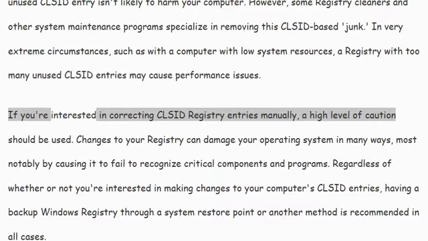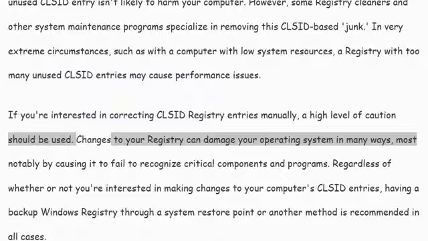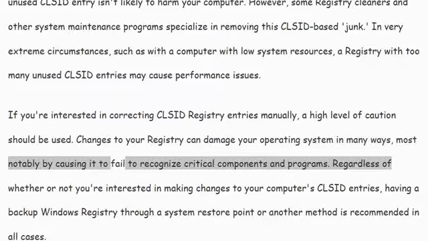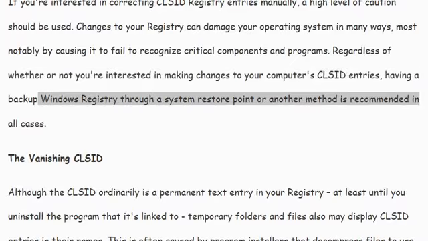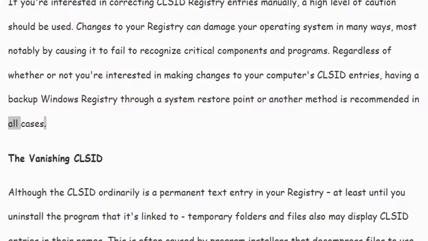If you are interested in correcting CLSID registry entries manually, a high level of caution should be used. Changes to your registry can damage your operating system in many ways, most notably by causing it to fail to recognize critical components and programs. Regardless of whether or not you are interested in making changes to your computer's CLSID entries, having a backup Windows registry through a system restore point or another method is recommended in all cases.